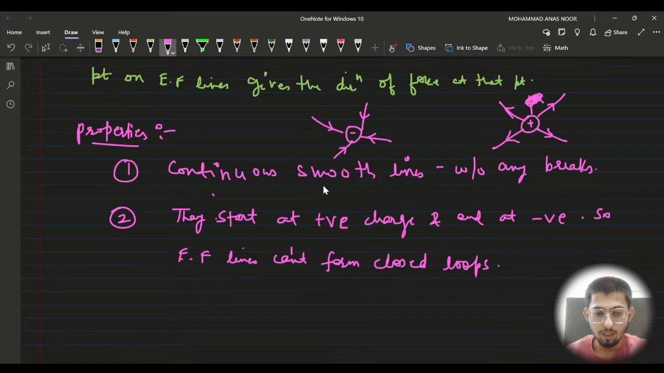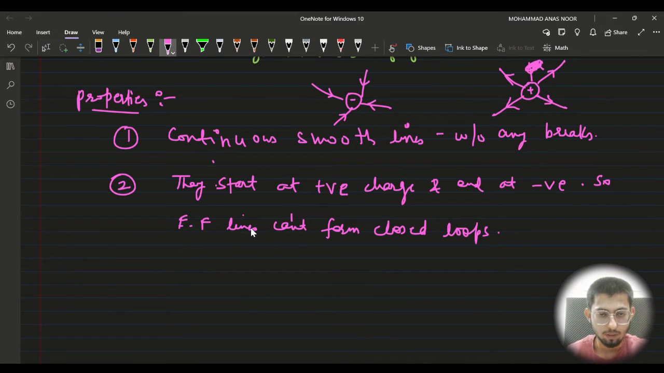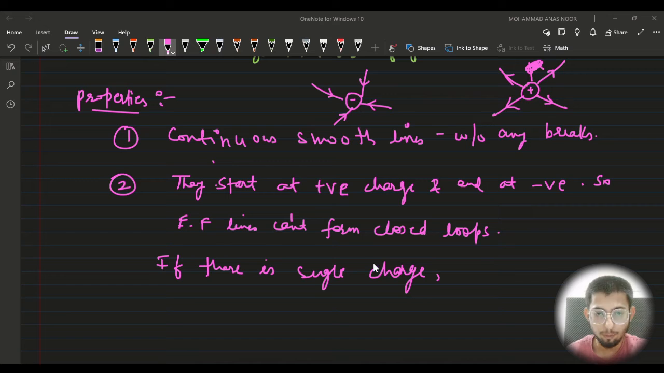And if there is a single charge, what will happen then? Like this, okay? Here there is only a single charge, not two charges or a combination of charges. So if there is a single charge, what will happen? In case of a positive charge, the electric field lines would start or end at infinity.